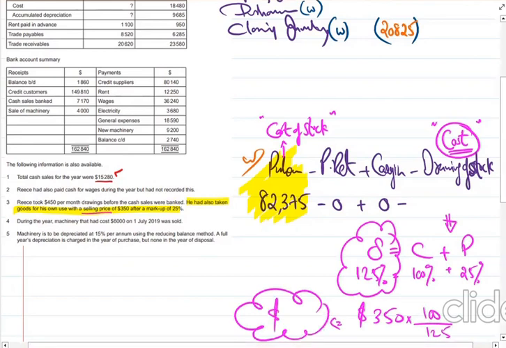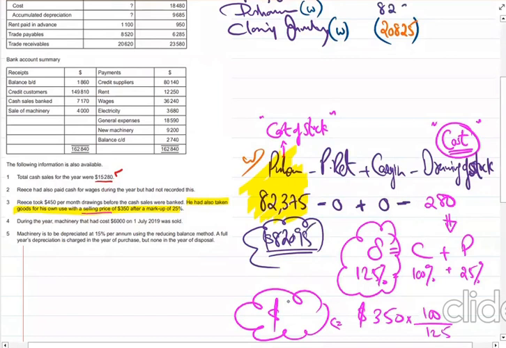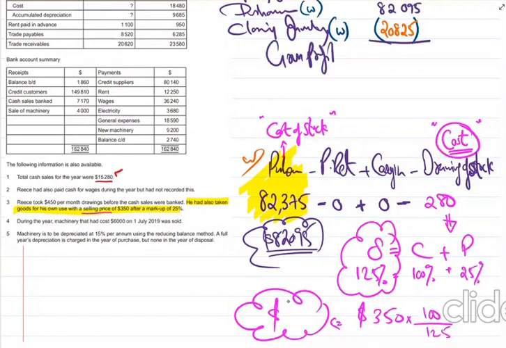280. And we got the purchases figure, which is 82375 minus 0 plus 0 minus 280. Answer is 82095. Hopefully this point is clear. And we get cost of goods sold, we deducted it, and we will get the gross profit. Correct or wrong? That's correct.